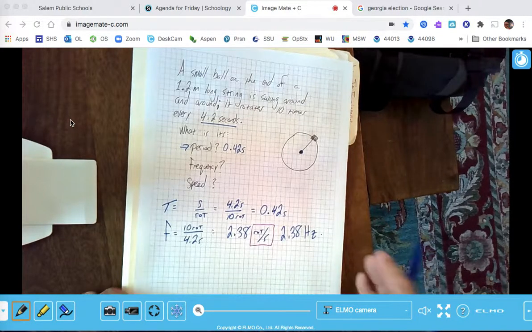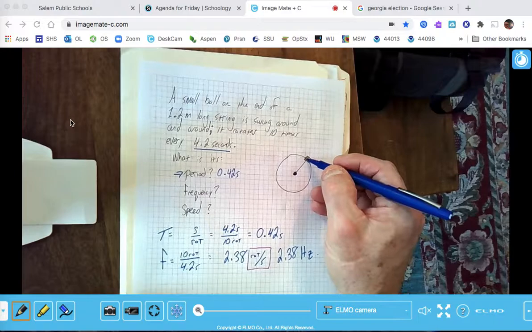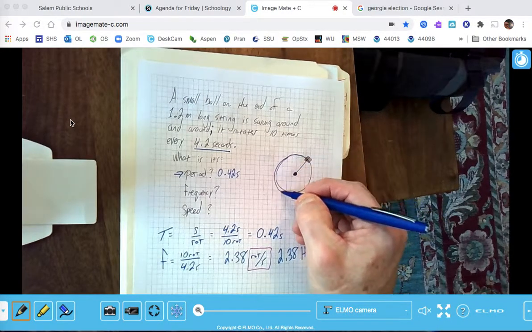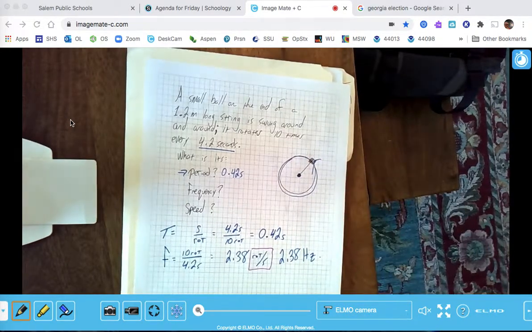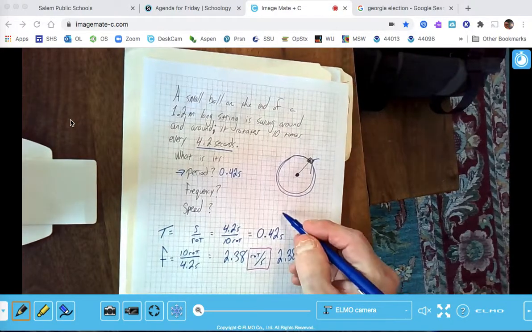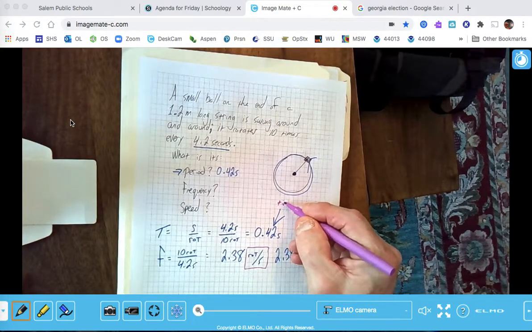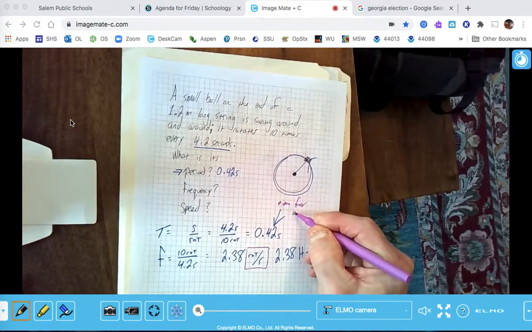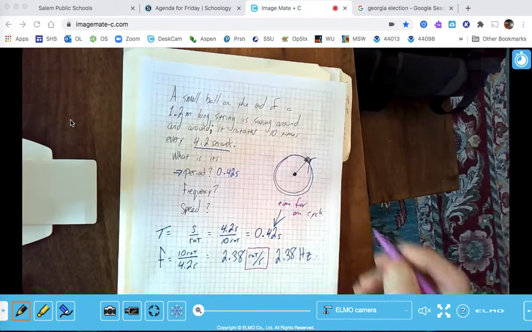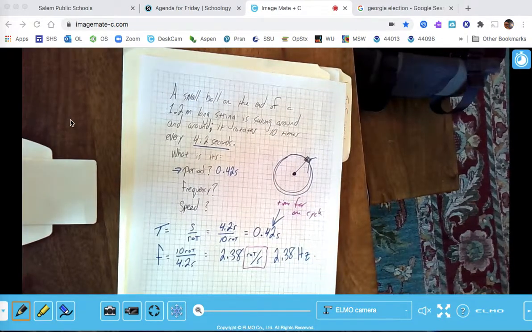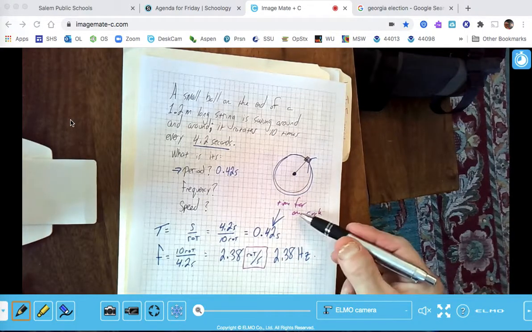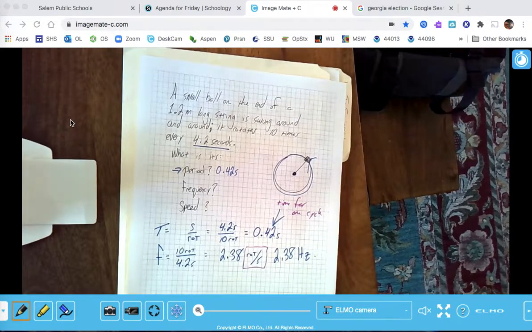Okay? Now what's the speed? Well, the speed is distance divided by time. And look, there's the time right there. That's how long it takes to go around once. So we've already got that part. That's the time for one cycle. So if we can find the distance around the circle, and we divide by how long it takes, then we get the speed.